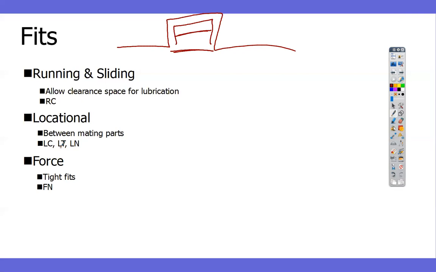Then we have force fits. These are ones where we want the parts to stay together for good. They need to be able to transfer power from one part to the other without slipping. We don't want them to come apart with vibration or anything. They're going to be tight fits. So they're FN, force. Questions? No. So these are the ANSI or ASME fits.